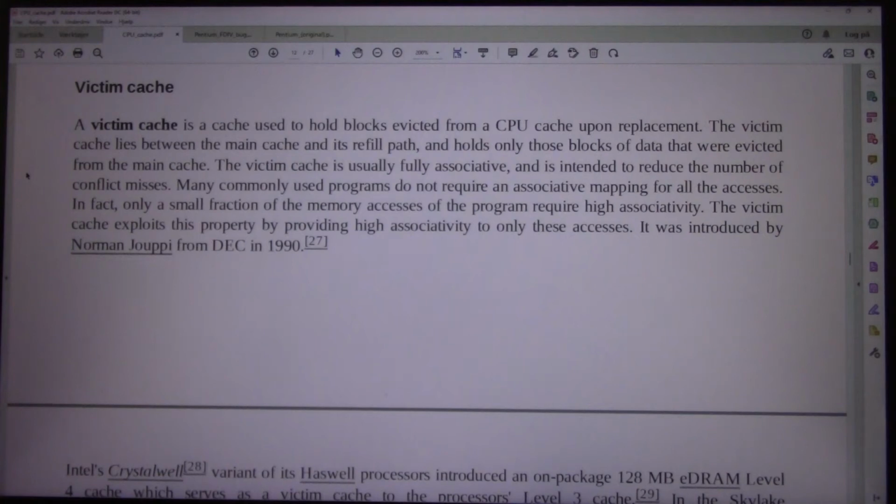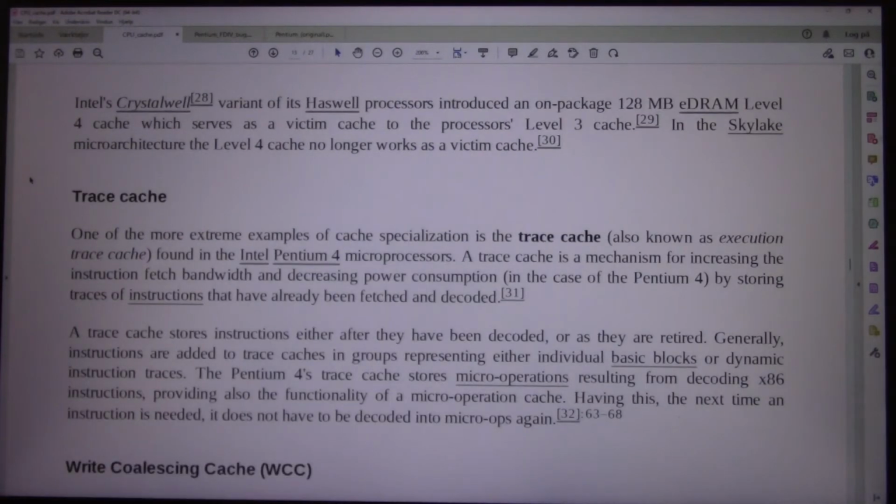Providing high associativity to only these accesses. It was introduced by Norman Jouppi in December 1990. Intel's Crystalwell variant of its Haswell processors introduced an on-package 128 MB eDRAM level 4 cache, which serves as a victim cache to the processor's level 3 cache. In the Skylake architecture, the level 4 cache no longer works as a victim cache.